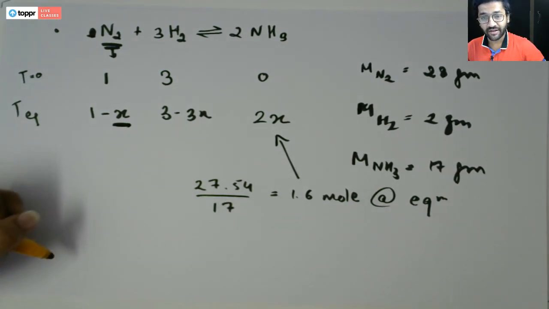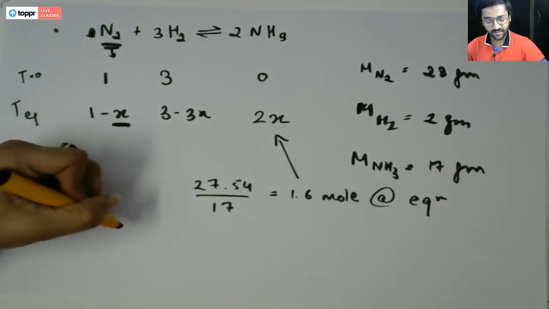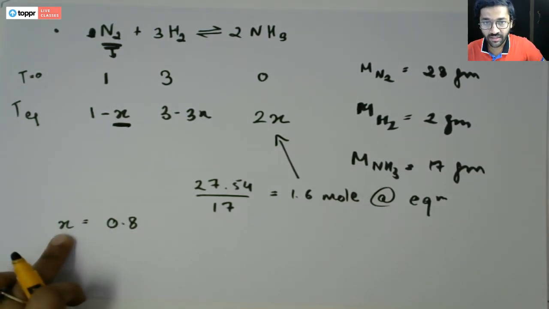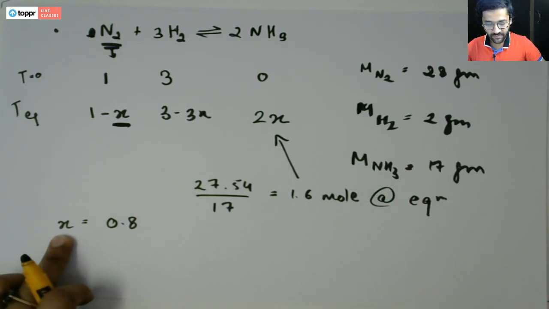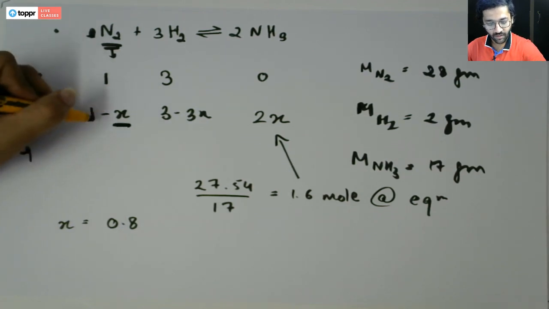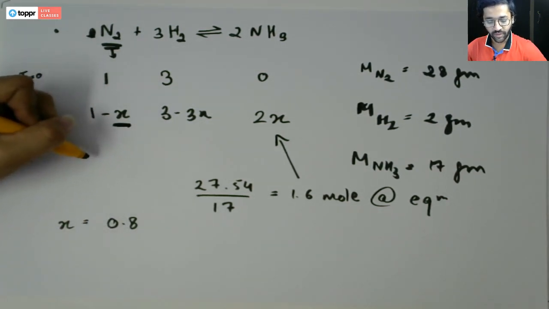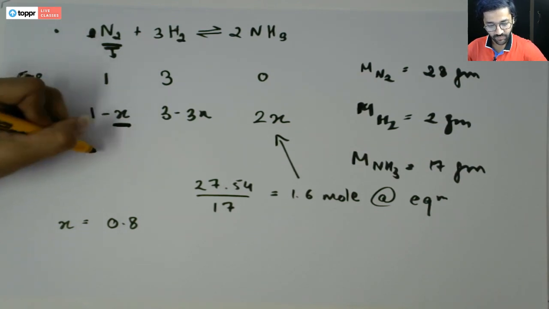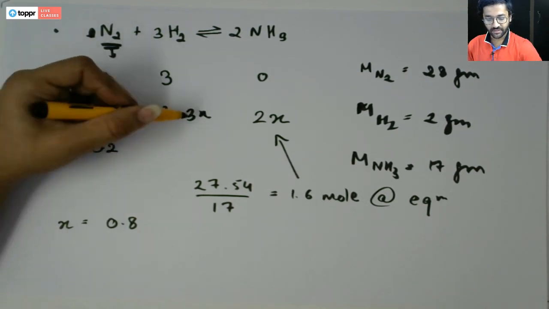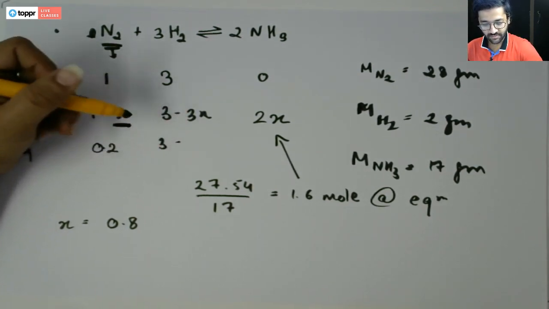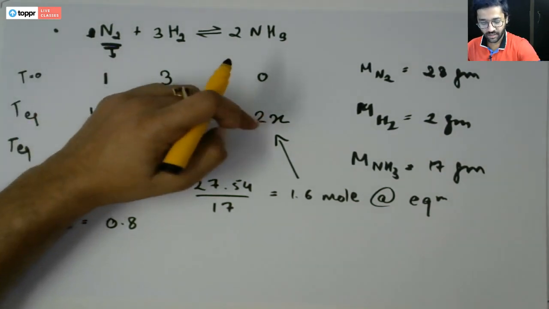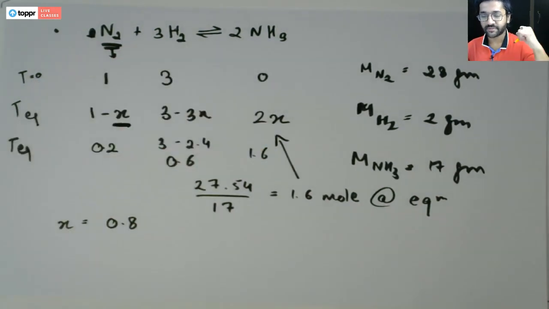Hence we can say, what we can find from here is x. What we can find is x is 0.8. Once we know that x is 0.8, we can easily find out Kc. So we know that x is 0.8. So at equilibrium time, what we get for N2 is 1 minus 0.8, that is approximately 0.2. And here for 3 minus 3x, that is 3 minus 2.4 becomes 0.6, and here we get 1.6, correct?